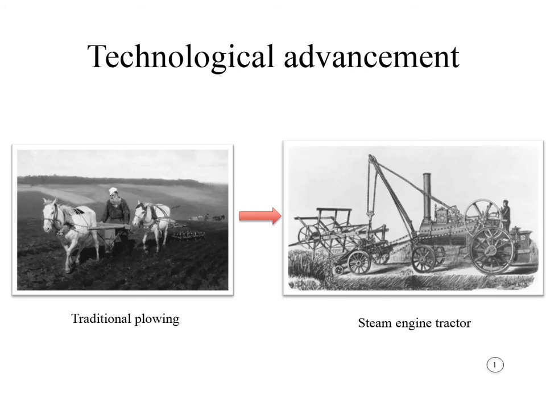You have the same technological advancement in agriculture. This is traditional plowing. You use animals. Now you use tractors. And that tractor is powered by a steam engine. Of course, that person is more able to produce agricultural goods per hour than this person.